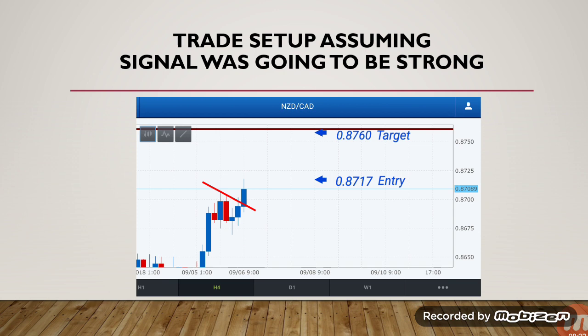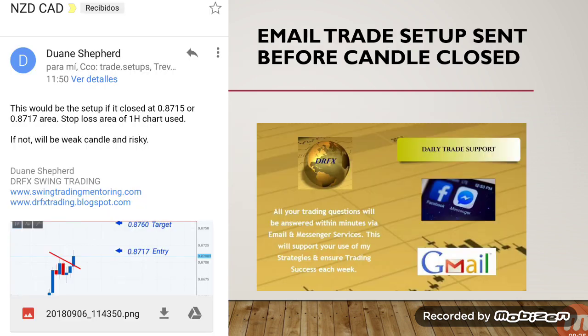So this was taking around half an hour before the candle was going to close, and this would have been the entry price, and this would have been the target to capture the trading gain as the market headed towards the resistance area. Now, as you can see from this snapshot of the email that was sent, I'd warned that the market needed to close at these prices in order for the candle to be strong enough. Otherwise, if it closed below that, then the trade would have a low chance of actually working out because the candle was going to be weak.